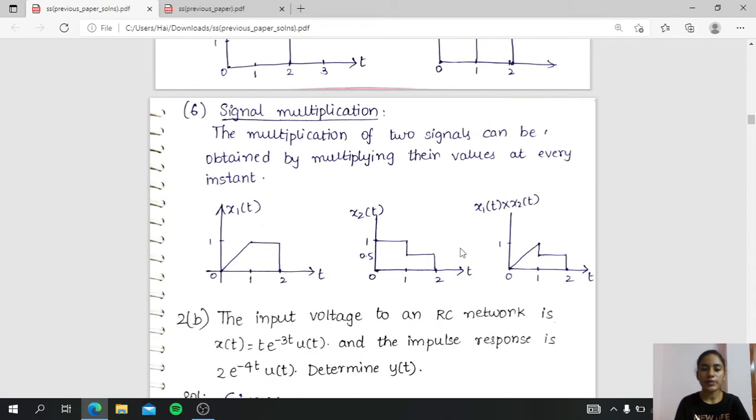Coming to the signal multiplication, you multiply both the signals at every instant. Here you have x1 of t and x2 of t, right? So x1 of t is a slope from 0 to 1, and your x2 of t is this, whose value is 1. So you multiply these both. So 1 into any signal will give you the same signal. So in the output we got the same signal. So from 1 to 2 you have 1 here, and 1 to 2 you have 0.5. So 0.5 into 1 will give you 0.5. So in the product of the two signals you got 0.5.